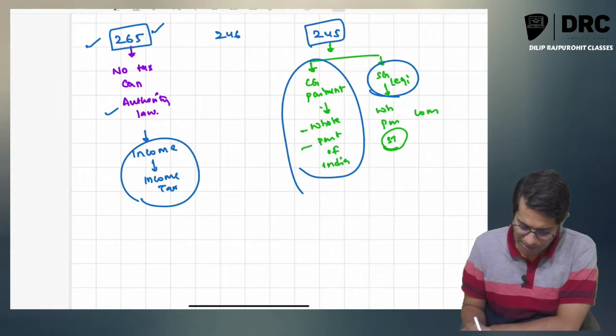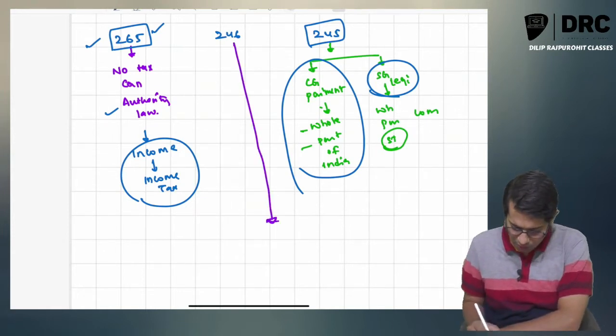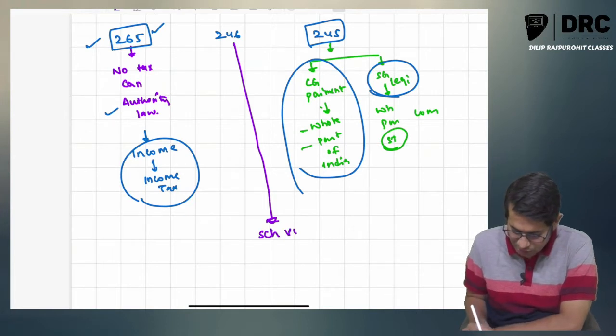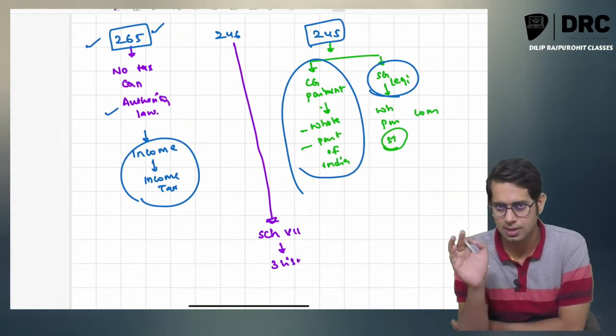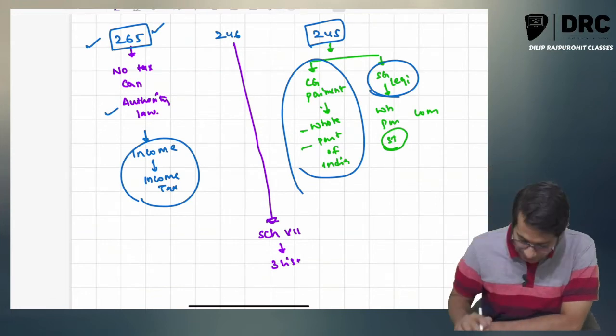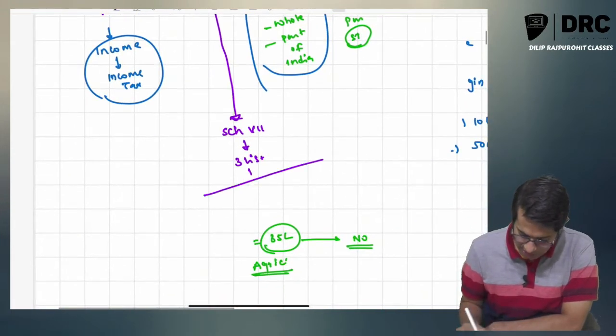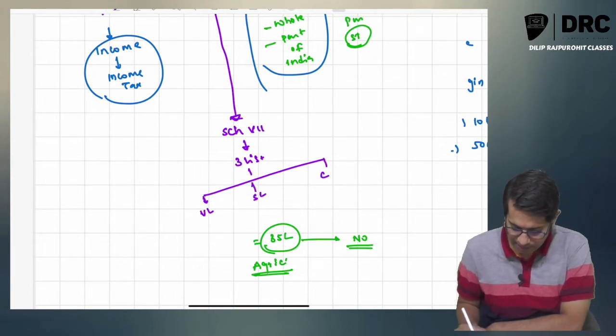Now there is one more article called Article 246. Article 246 has something called Schedule 7. This Schedule 7 talks about 3 lists. Which are these 3 lists, sir? Union list, state list and concurrent list.